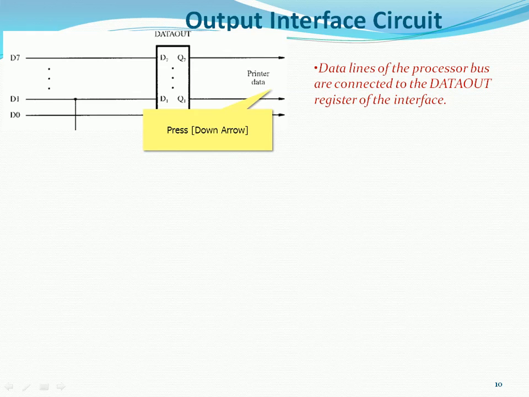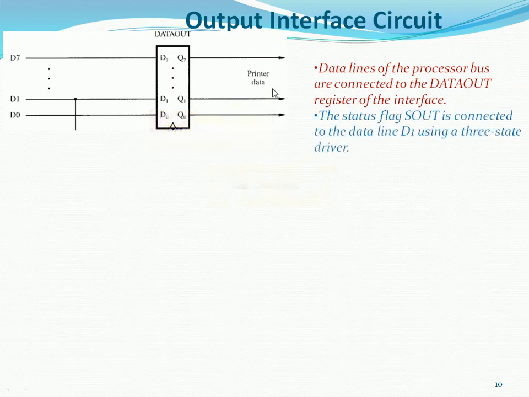So D0 to D7 are the data lines. They are coming to the D flip-flop connected here, so that Q0 to Q7 is the output. That goes to the printer. So that is a parallel port.